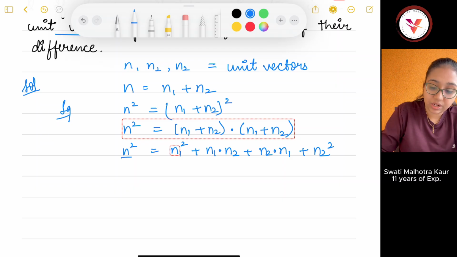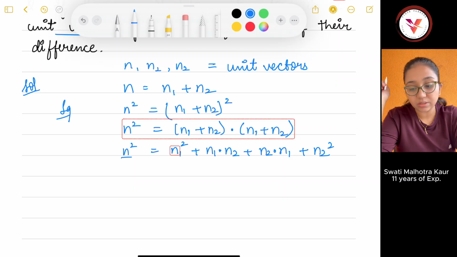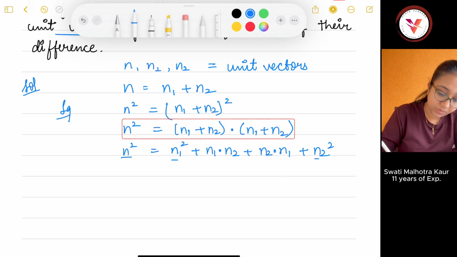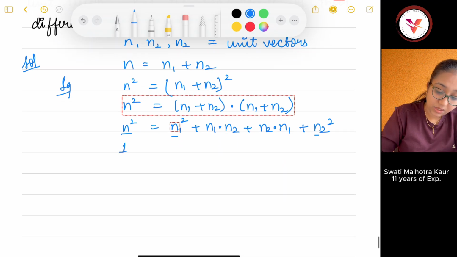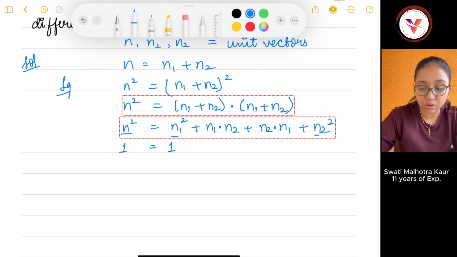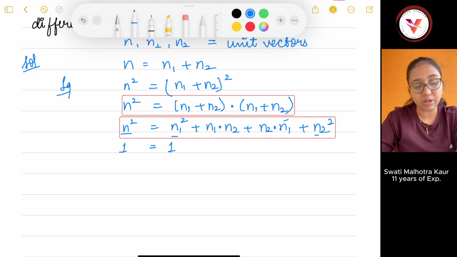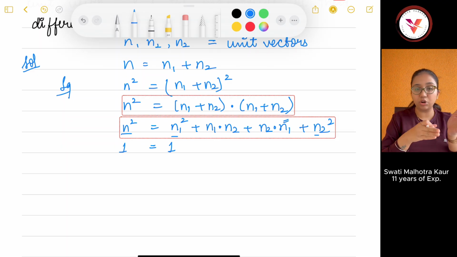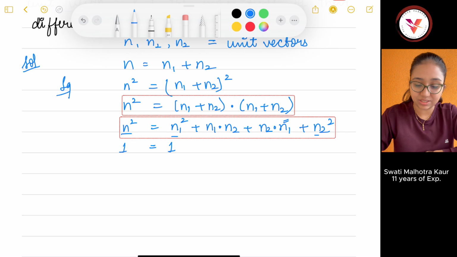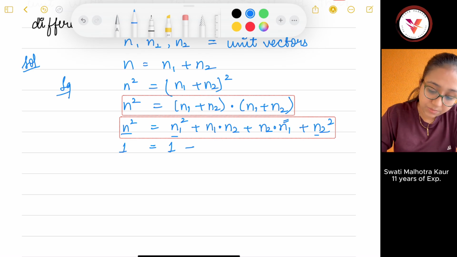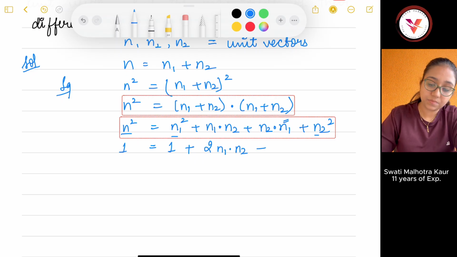Now this n1 and n2 are all unit vectors, so their magnitude is 1. So this is 1. This is also equal to 1, and n1 dot n2 or n2 dot n1 can be written as twice of n1 dot n2, because of the commutative law: a dot b is equal to b dot a. Again, we have discussed that. So it's simply 2 n1 dot n2, and this is plus 1.